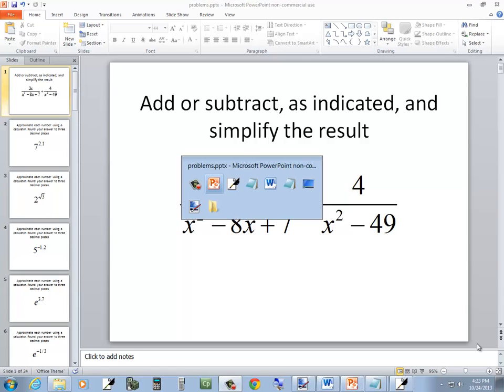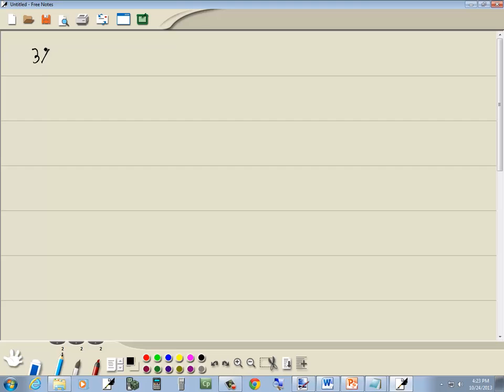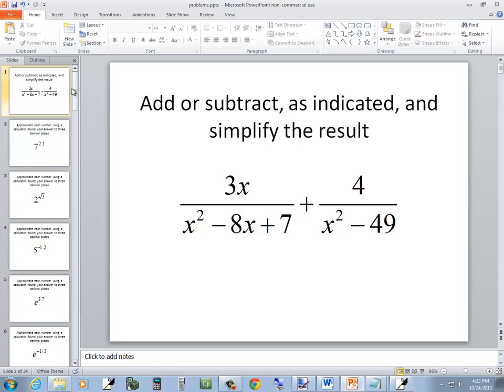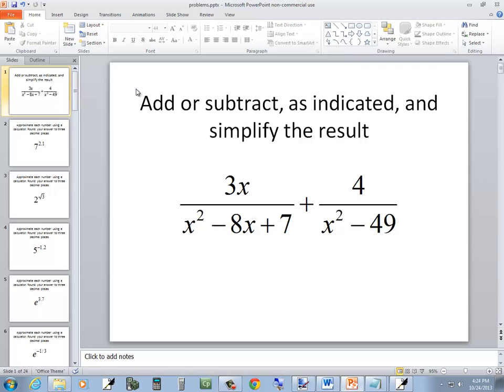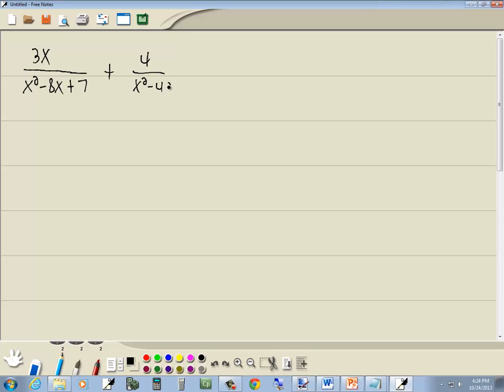Let's go ahead and work this problem. We've got 3x over x squared minus 8x plus 7, plus 4 over x squared minus 49. Now step 1 is to factor all of our denominators. This first one is PST, since we have x squared, x, and no number before x squared. This next one is difference of two squares, since we have two terms with a minus sign. So let me go ahead and do these.